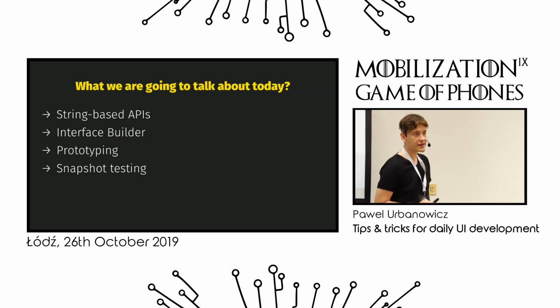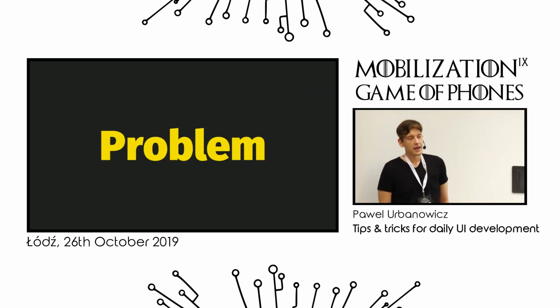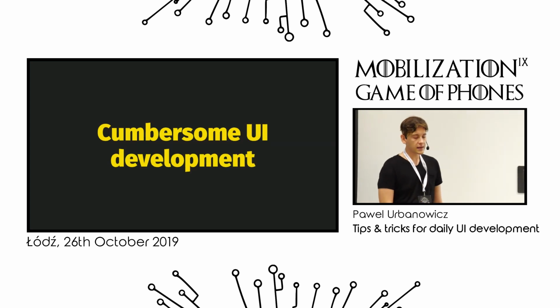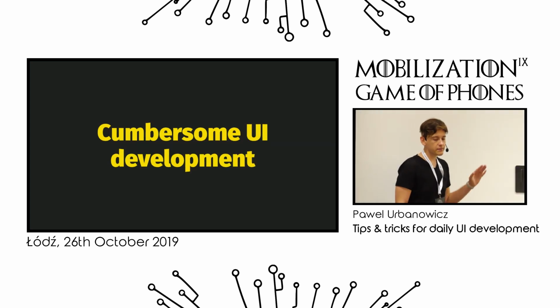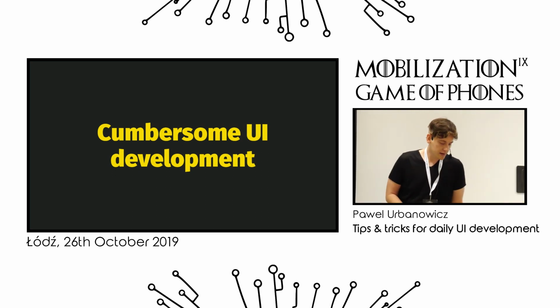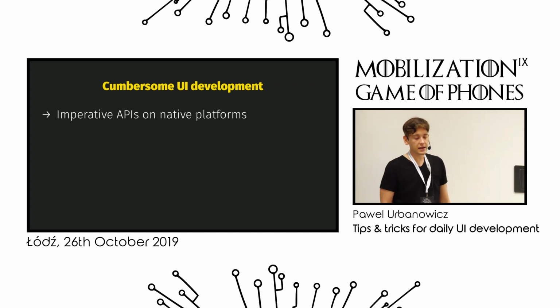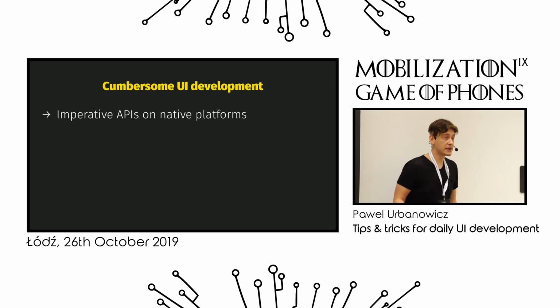All right, so before we start solving problems, we need to define the problem we want to solve. And our problem is cumbersome UI development, because let's be honest, the current state of UI development on native platforms is not perfect. It's rather far from perfect, and there are a couple of reasons for it. The first one is that we are using imperative APIs that make UI development slow. Instead of telling the code what we expect from the user interface, we still need to tell how the UI is supposed to be made, which obviously results in more code being written.